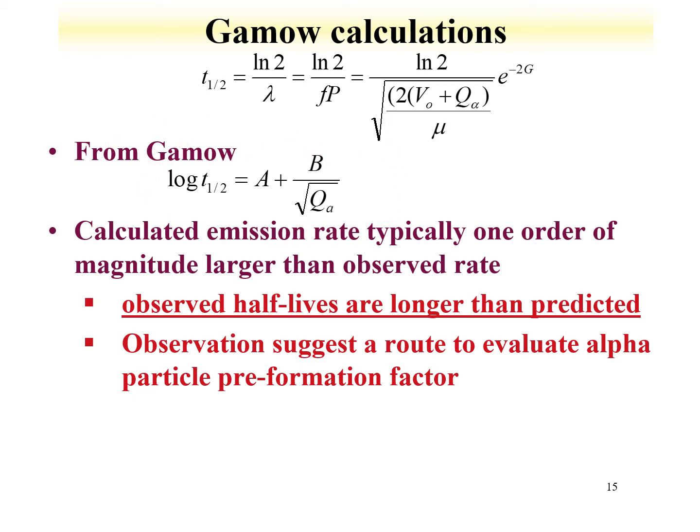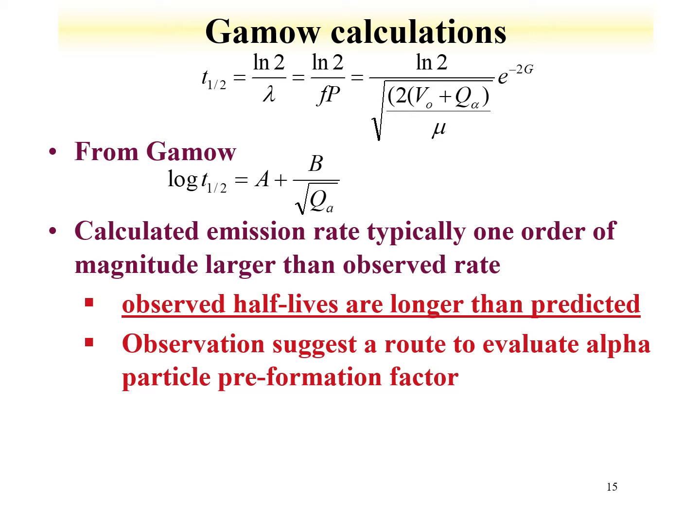These factors here are specific for a given nucleus, and if we derive the terms, log of the half-life is equal to 2 constants. These constants can be used to evaluate terms of the nucleus that are related to the Coulomb barrier and the Q value. Now, one thing about these equations is that the calculated emission rates are typically larger than the observed rates. And what this means is that the observed half-lives are longer than predicted. This difference can be used to evaluate a preformation factor.